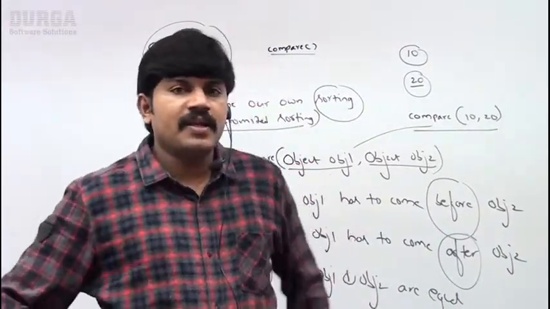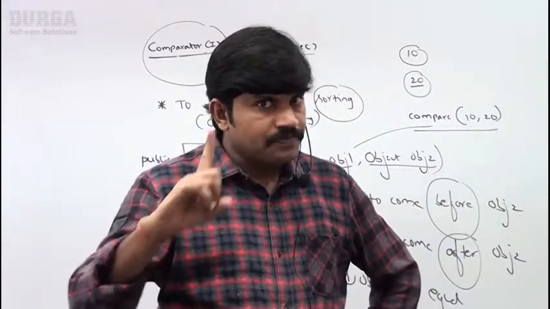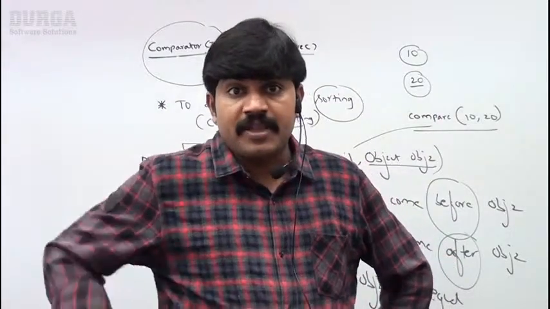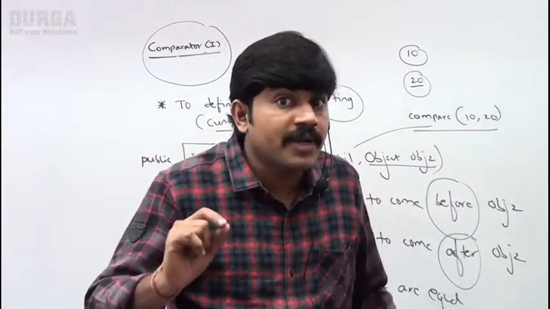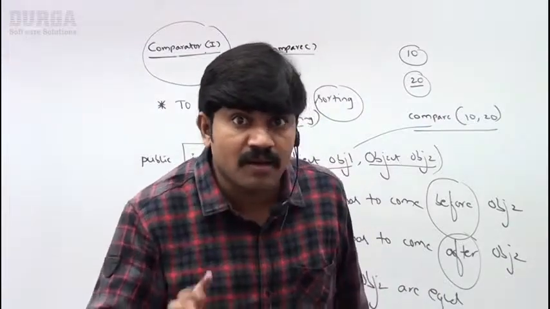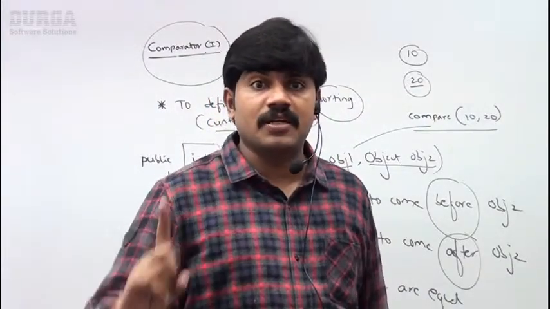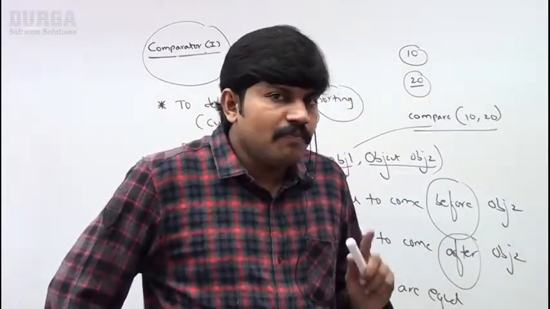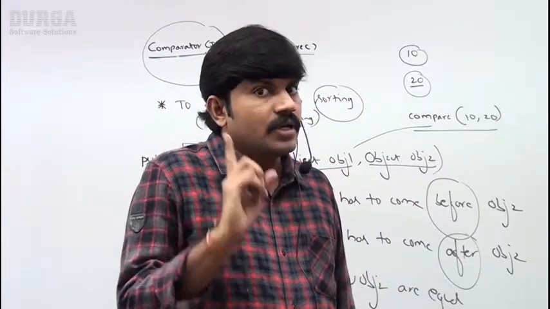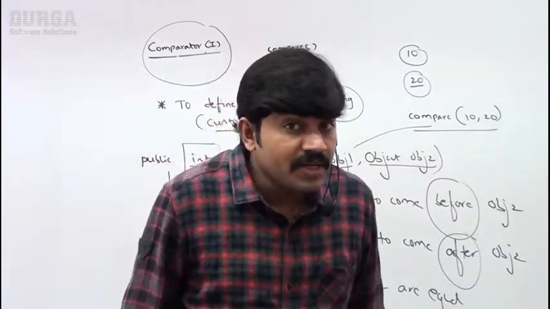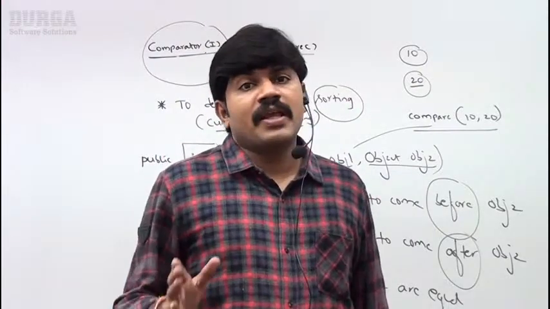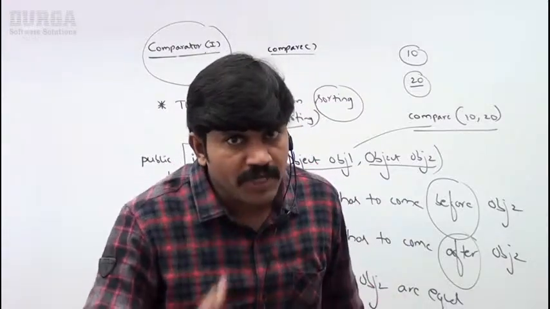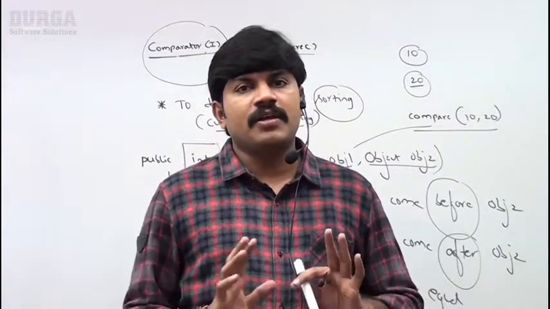Can you tell me how many abstract methods the Comparator interface contains? A single abstract method, compare. So can I say the comparator interface is a functional interface? Yes, because it contains a single abstract method. What is the return type of the compare method? An int value. It returns negative if OBJ1 has to come before OBJ2; negative means before, positive means after, and 0 means both are equal.